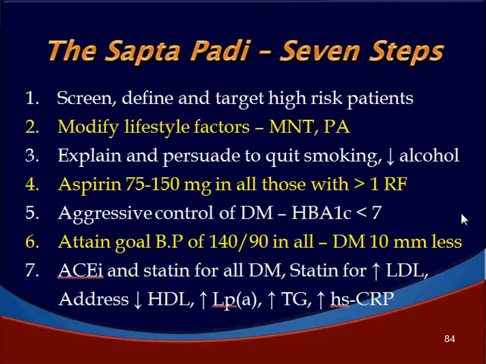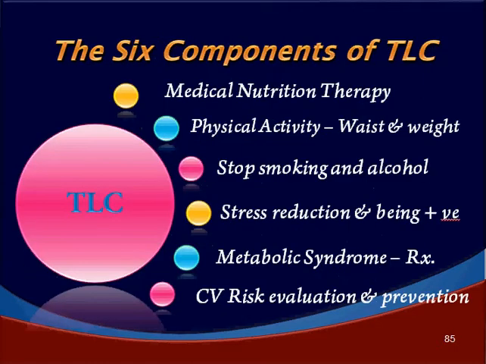Attain the BP goal of 140/90 in all. In diabetics, it should be 10 millimeters less compared to normal subjects. ACE inhibitors and statins for all diabetics, statins for increased LDL, address decreased HDL, increased lipoprotein A, increased triglycerides, increased HSCRP. All these together will pave the way for a healthy heart.